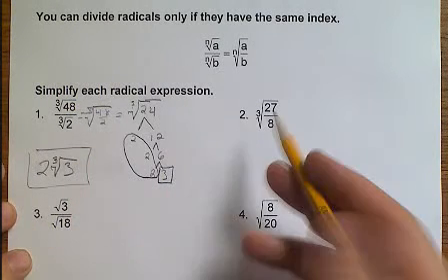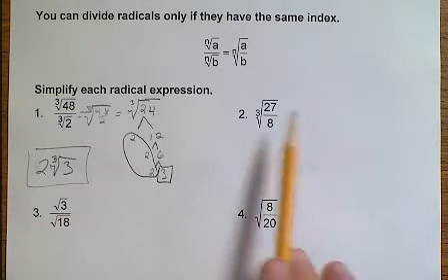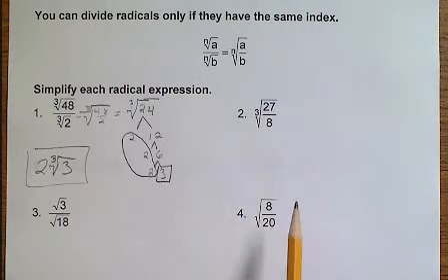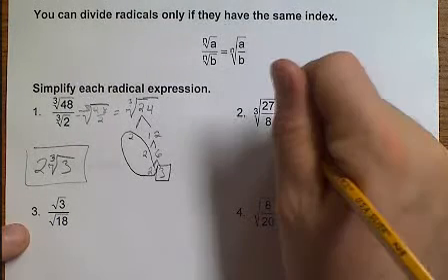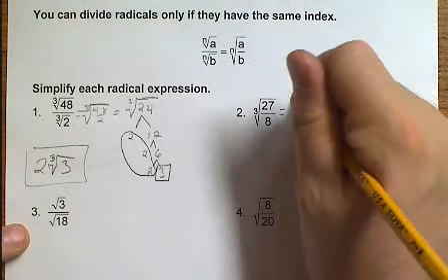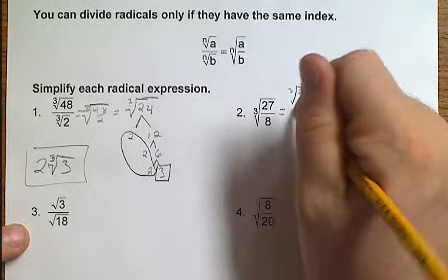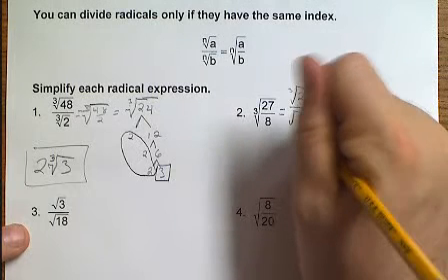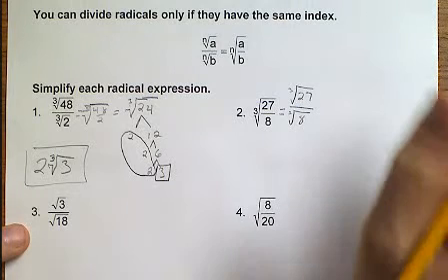Let's go ahead and look at number 2. Well, number 2 is a little bit different. I can't do 27 divided by 8. It doesn't help me. So I'm actually going to break this out the other way. Let's say the cube root of 27 over the cube root of 8. And so I need to do this twice.